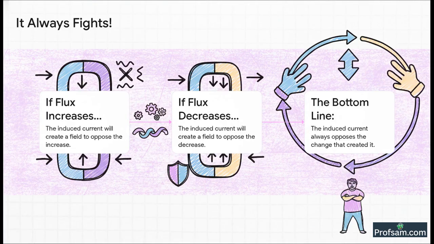This slide simplifies everything down to one single idea: opposition. If you try to increase the magnetic flux passing through a coil, the new current that's created will generate its own magnetic field to fight that increase. And if you try to decrease the flux, guess what? The current will create a field to fight that decrease. It doesn't matter what you do. The induced current's one and only job is to fight the change that you are trying to make.